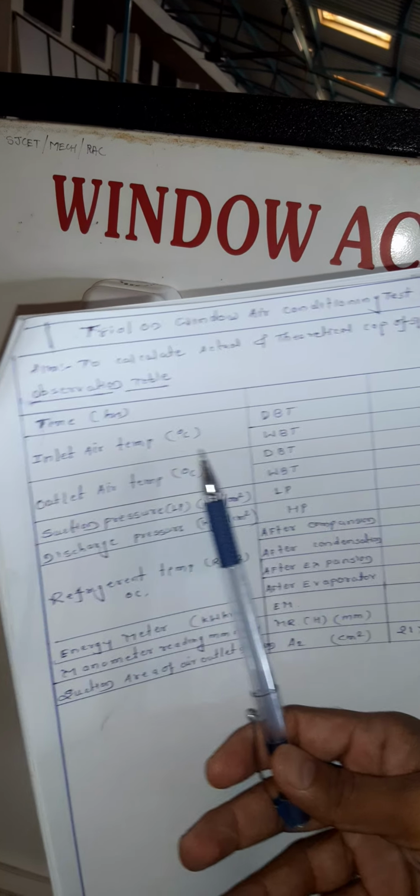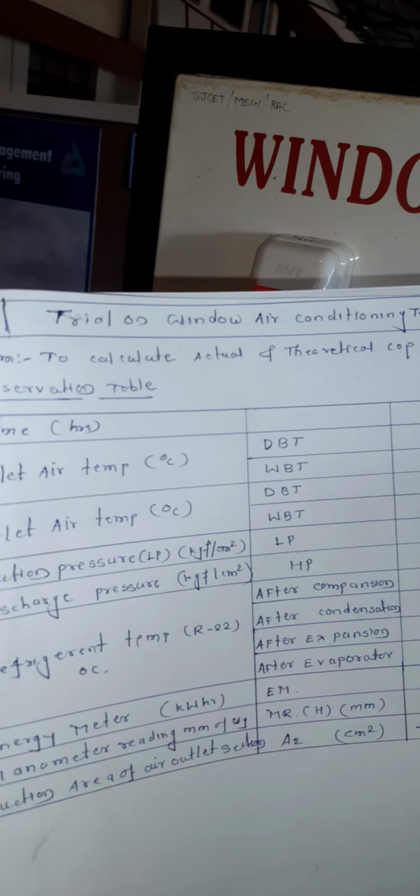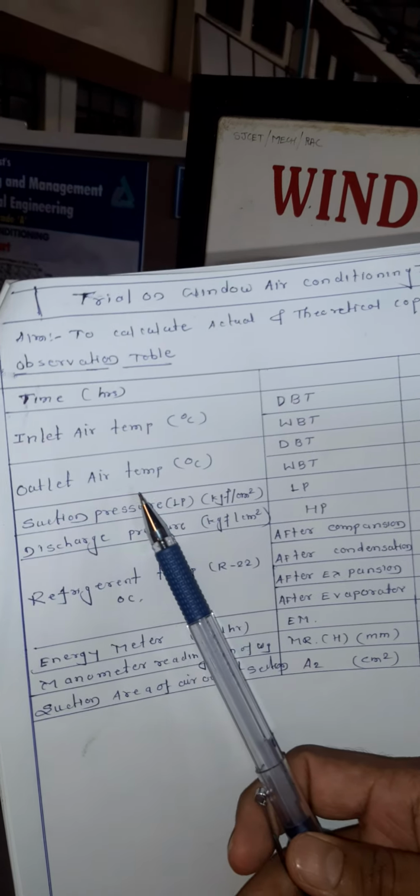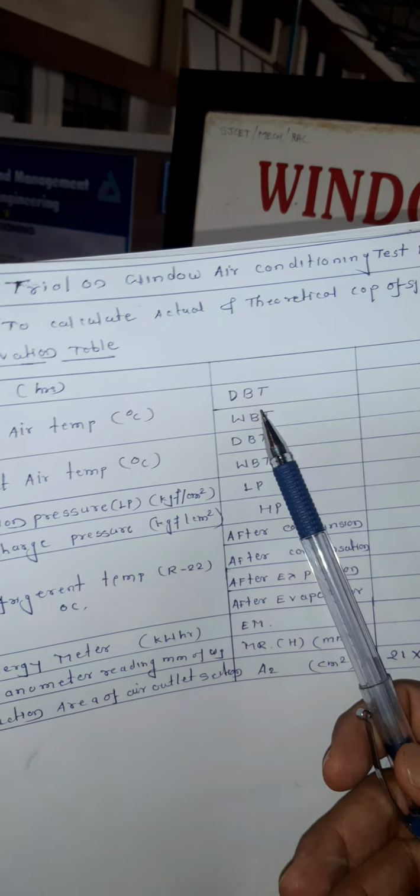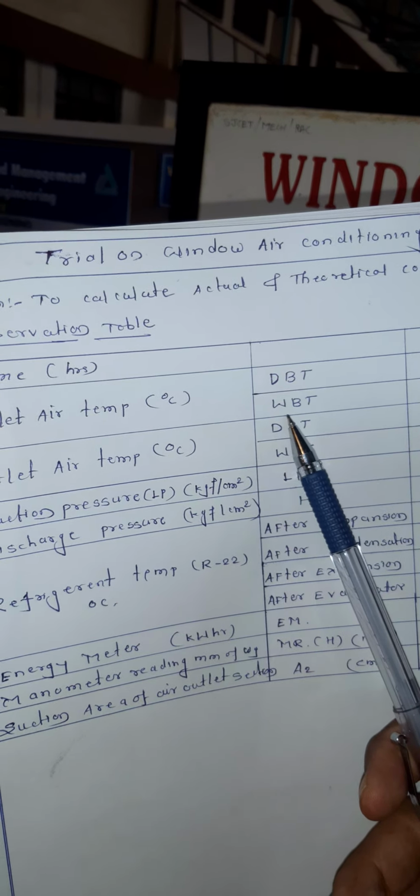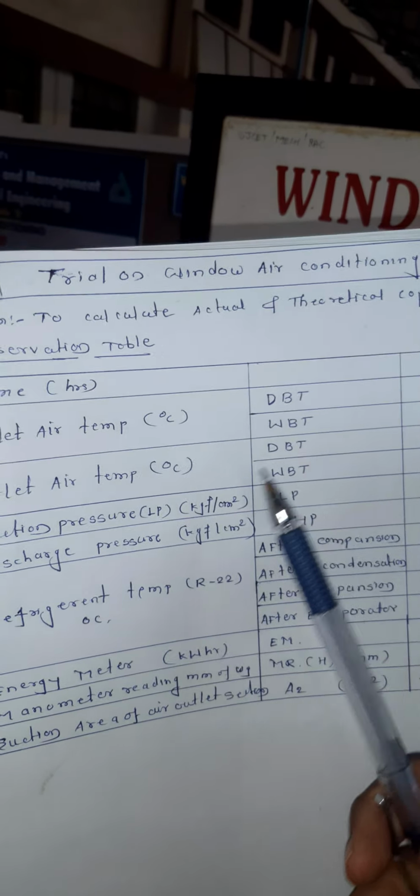Time. So what is the time of this current date and time? Okay, then inlet air temperature. So outside, that is the room temperature before cooling, and then outlet air temperature. This is DBT indicates dry bulb temperature, WBT indicates wet bulb temperature.